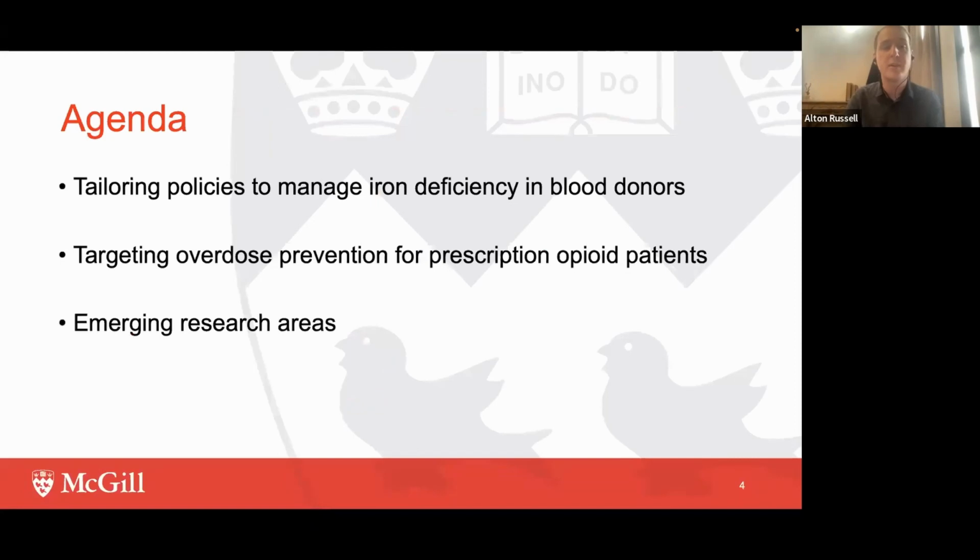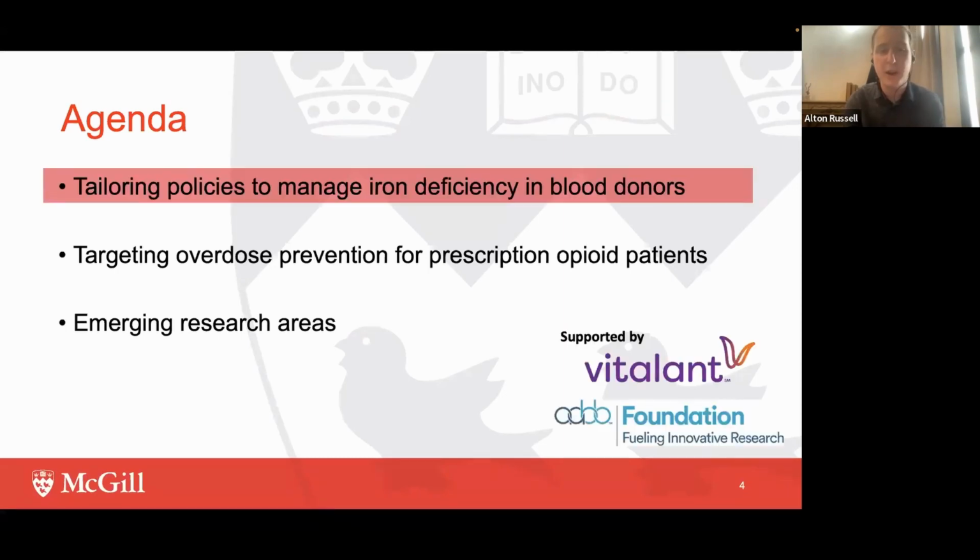I'm going to focus on two main research areas in more detail. The first is tailoring policies to manage the risk of iron deficiency in repeat blood donors. The second is targeting overdose prevention for patients receiving prescription opioids. And then I'll talk very briefly about more emerging research areas. I'll stop after each to see if there are any questions, if that works. But feel free to interrupt if there's a clarifying question along the way.